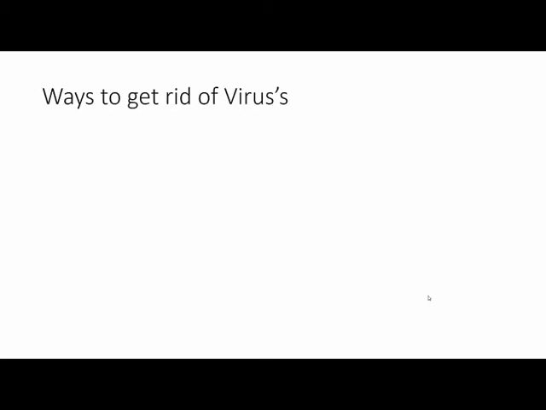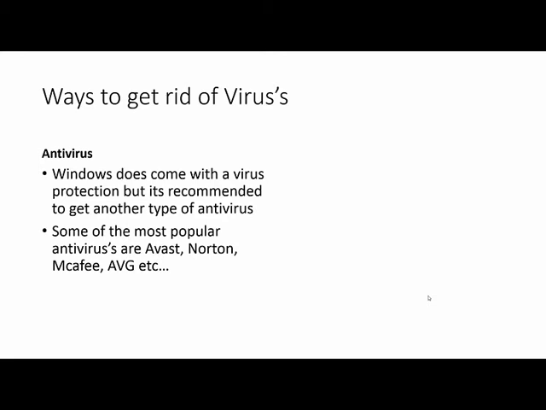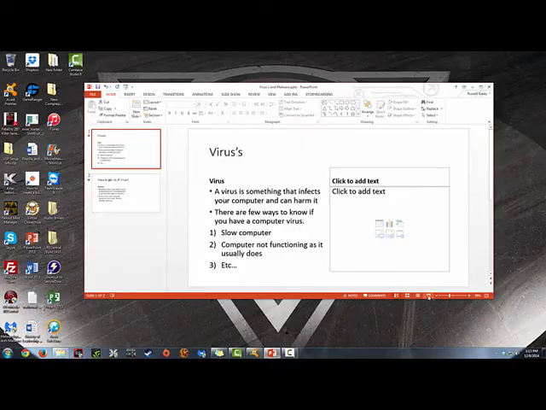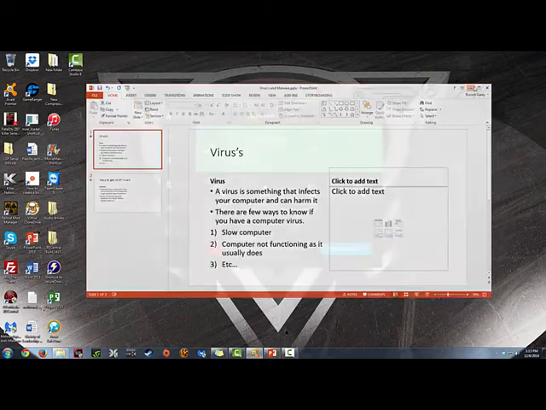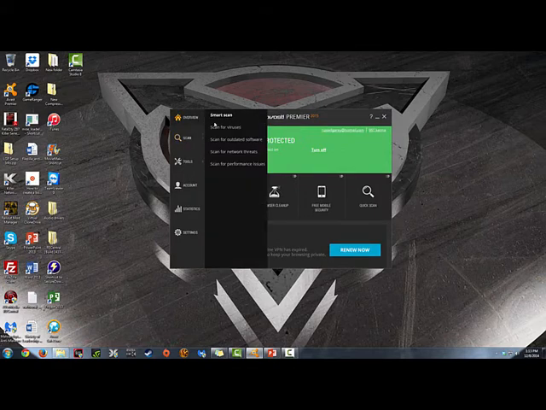There's a couple ways to get rid of viruses. The main way is an antivirus. Windows does come with one, but it is recommended to get another type of antivirus. Some of the most popular that I have seen are Avast, Norton, McAfee, and AVG. There's many more, but those are the most popular. The one I'm going to show you today is Avast. I use this one because it is one of the top ones.